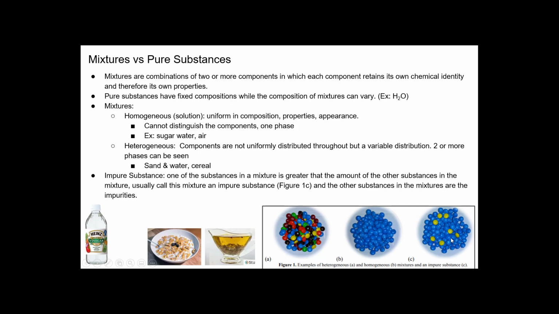And then if you go to C, there's some yellow. Now it's two phases, but there's very small amounts of yellow. This would be an impure substance, where one of the substances in a mixture is significantly greater than the amount of another one. So this would be something of an impure substance, and the other substance in it, which would be this yellow, would be considered an impurity.